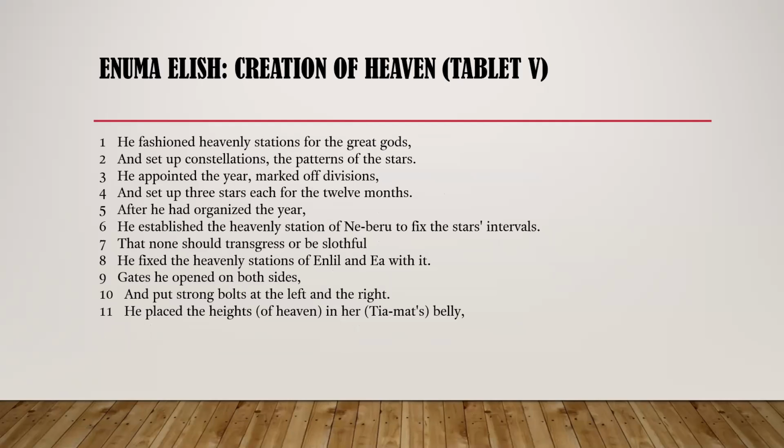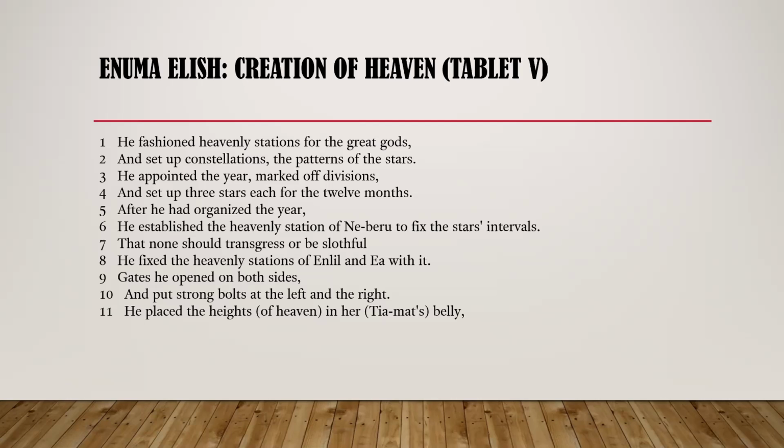So do you see he creates stars. So the creation of stars is depicted. He appointed the year, marked off divisions, and set up 3 stars each for the 12 months. After he had organized the year, he established the heavenly station of Nibiru to fix the stars' intervals. So do you see he organizes time, like 12 months, he organized a year, and he established a heavenly station to fix the stars' intervals, that none should transgress or be slothful.